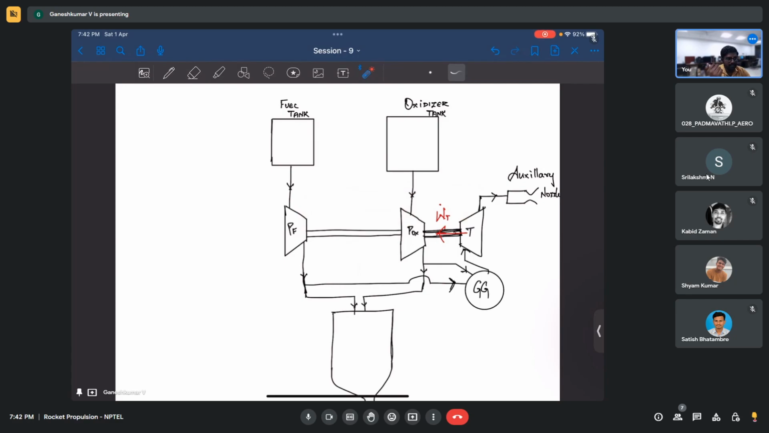So did you guys study that in thermodynamics? Brayton cycle. Yeah, propulsion, jet propulsion. So what happens? There is going to be a pump and there is going to be a turbine, and in between there is going to be a combustion chamber, right? Or constant pressure heat addition. Maybe you might remember the process like that.